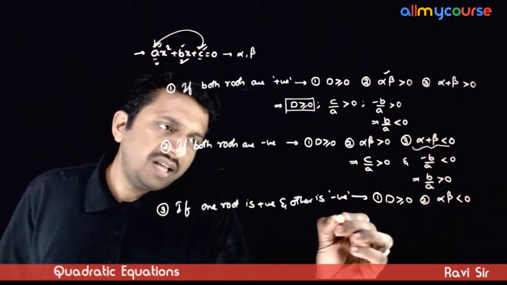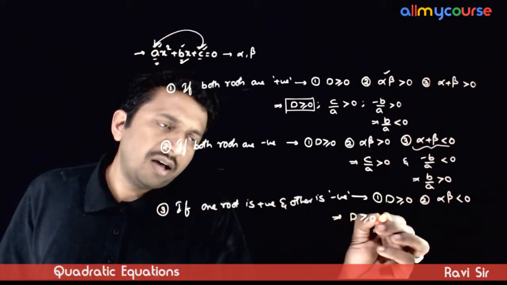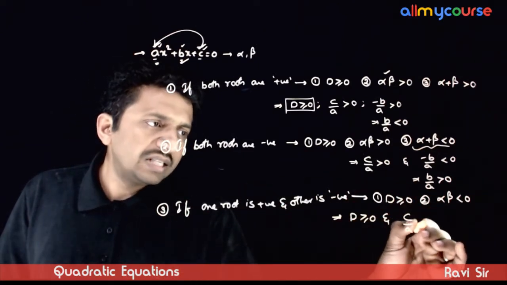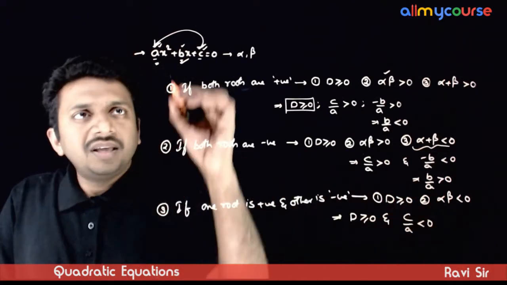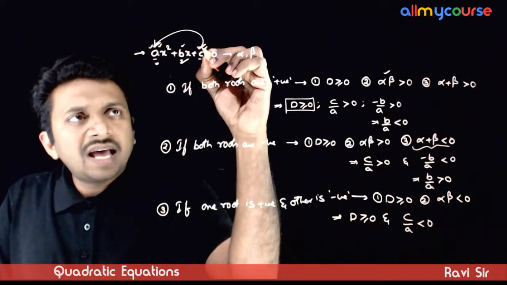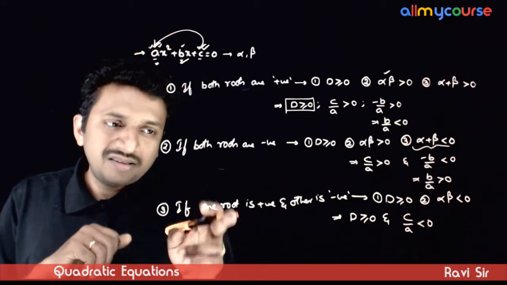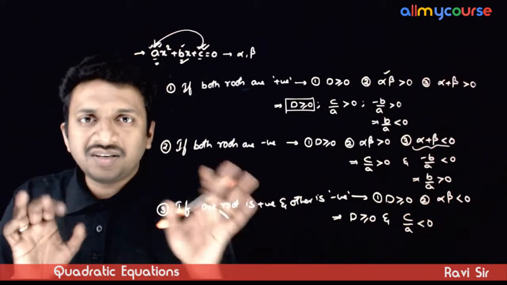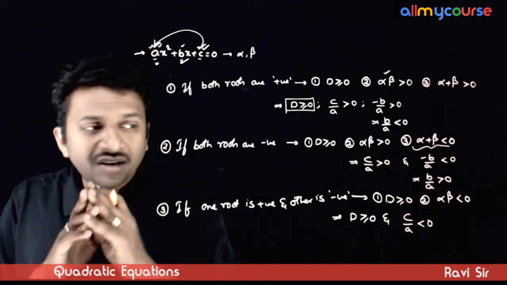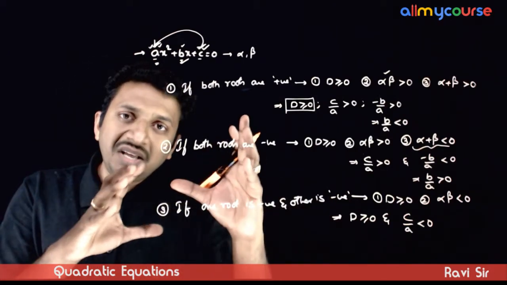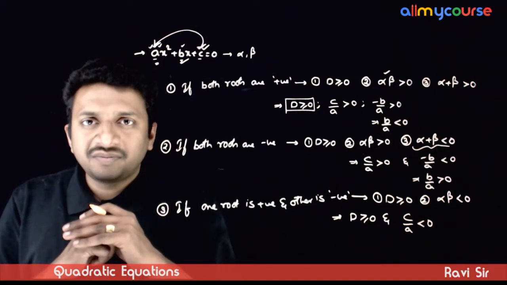So effectively D has to be greater than or equal to 0 and alpha beta, that is c by a, has to be less than 0. If the first term and the last term are of different signs, then the roots will be one positive and the other negative, provided discriminant is positive. So these three constitute the first set of formulas.